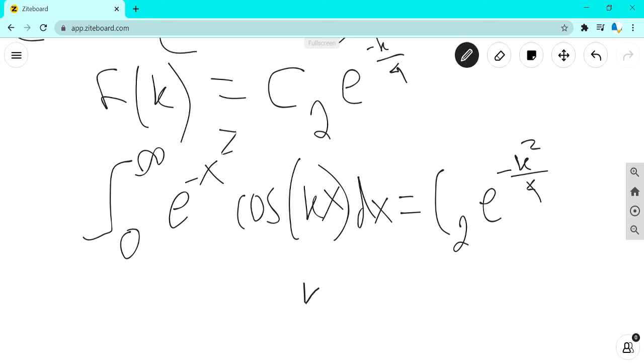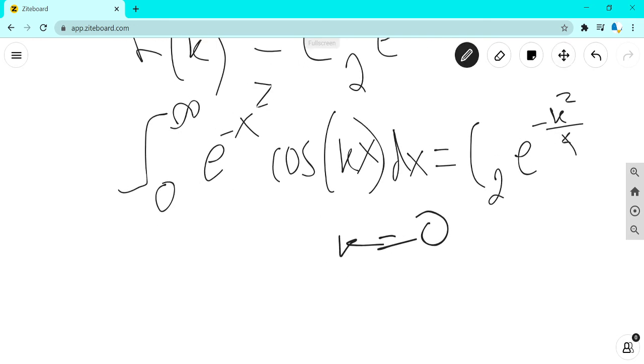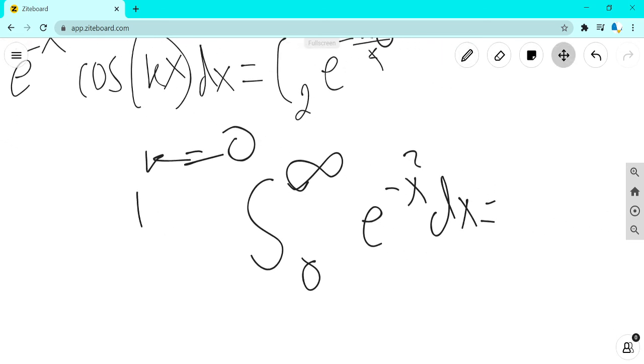So we set k equal to 0. Cos of 0 is going to be 1, and we also have a 0 here. The right side is going to be e to the 0, which is equal to 1. So we're getting that the integral from 0 to infinity of e to the negative x squared dx is equal to c2. Remember, this is our integral now, and we just need to solve this integral.